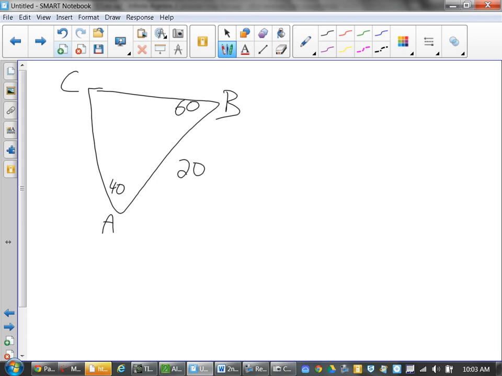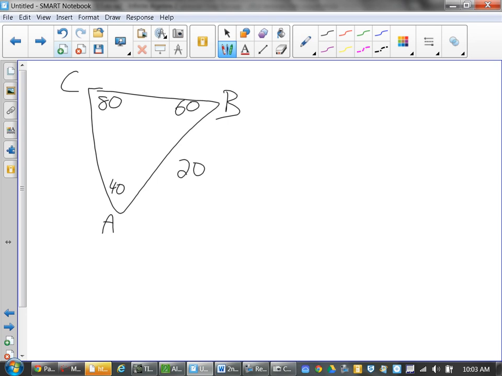How do you solve the rest of the triangle? You do sine of 80 over 20 equals 60 over whatever. Yeah, this is a law of sines problem. When you're given the two angles, you find your third, and you wind up using the law of sines.